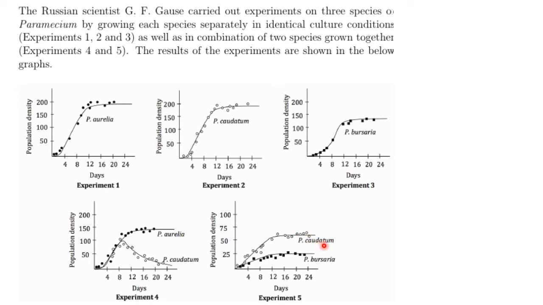And when he grew Paramecium caudatum and Paramecium bursaria, he found that both the species are able to survive. Why? Because the niches of the two species do not overlap here. So they are able to avoid competition and thus able to survive. So in experiment 5, when he combined Paramecium caudatum and Paramecium bursaria and allowed both of them to grow in the culture conditions, they both were able to grow. Why? Because their niches do not overlap each other.